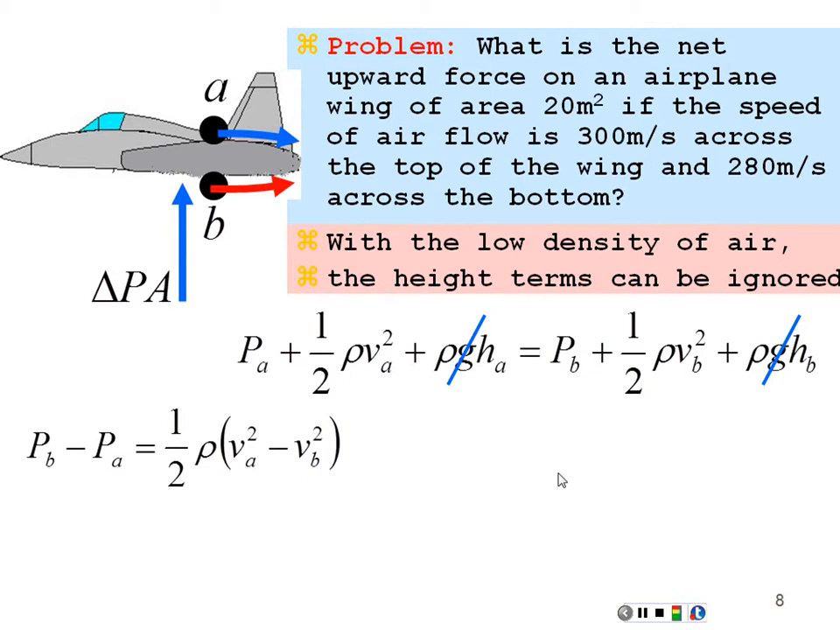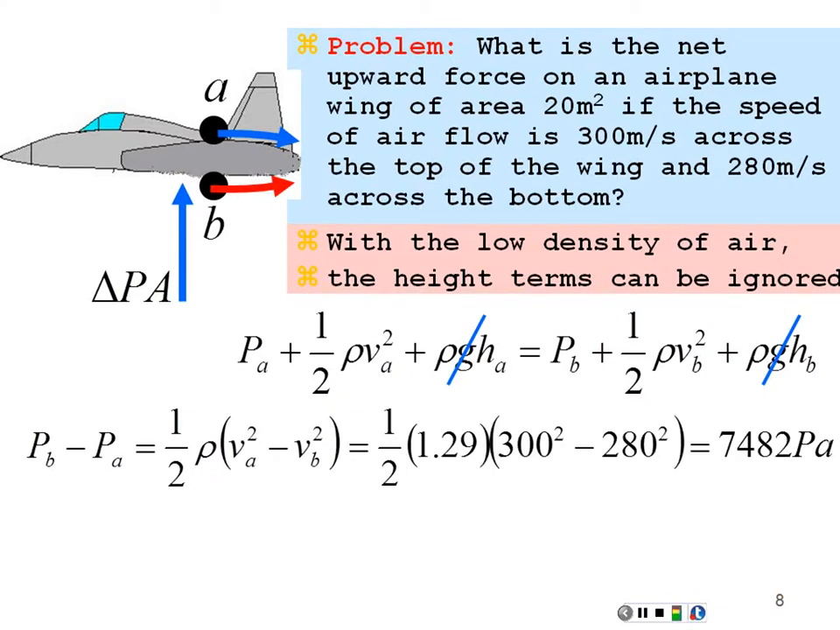So we're left with this. The pressure at B minus the pressure at A is equal to 1/2 rho times v_A squared minus v_B squared. So the change in pressure is 1/2 rho times the change in velocity squares. That's 1/2 times the density of air, 1.29 kilograms per meter cubed. Velocity at A is 300 meters per second, squared. Velocity at B is 280 meters per second, squared. And we get that our pressure difference between the bottom and the top of this wing is 7,482 newtons per meter squared, or pascals.